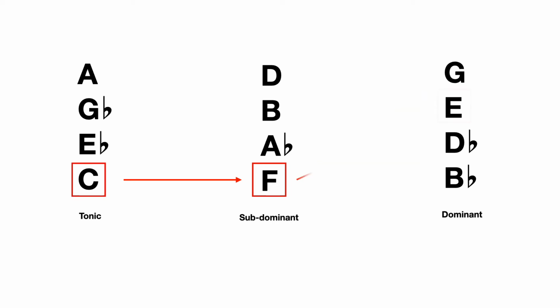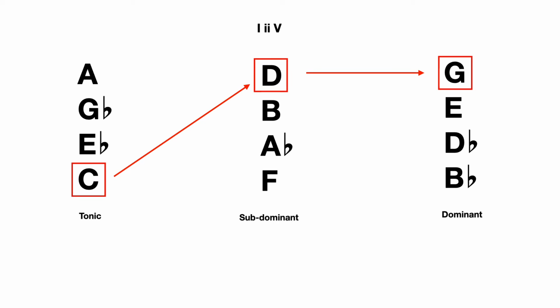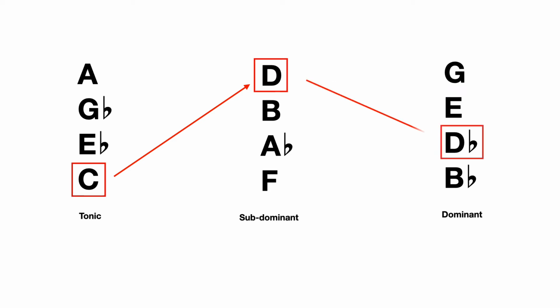For example, instead of going from F to G, we could go F to E, or we could go F to D flat, or F to B flat. Going back to this 1-2-5, instead of going to the G chord, we could go to the E chord, or we could go to D flat, or we could go to a B flat chord.